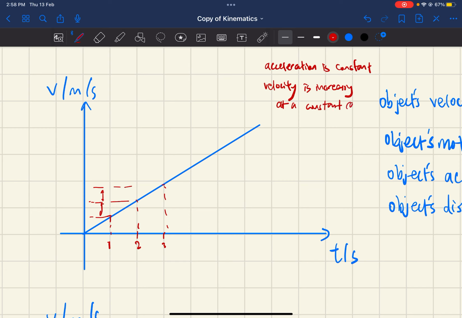Last one will be your area under the graph. For your area under the graph, if it is upsloping, your area will be increasing at an increasing rate. So your displacement is increasing at an increasing rate.